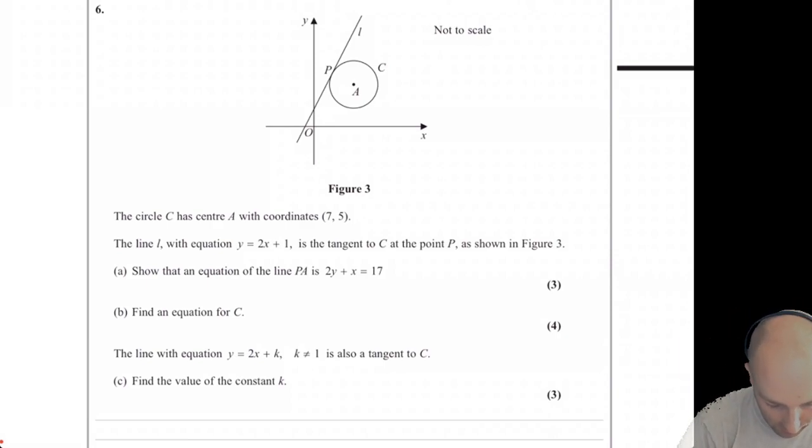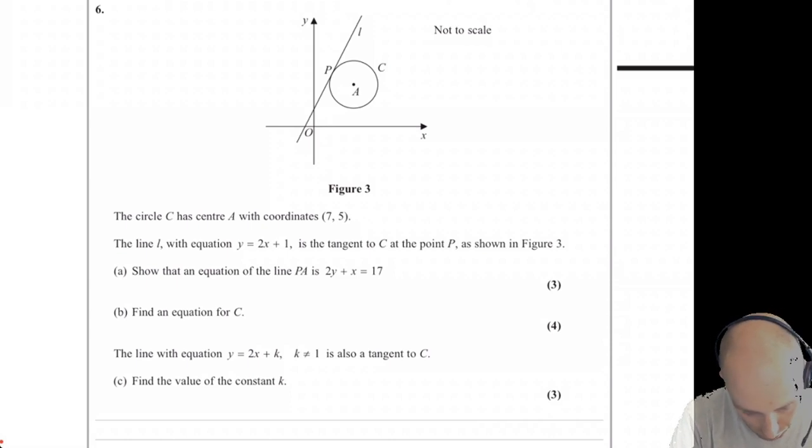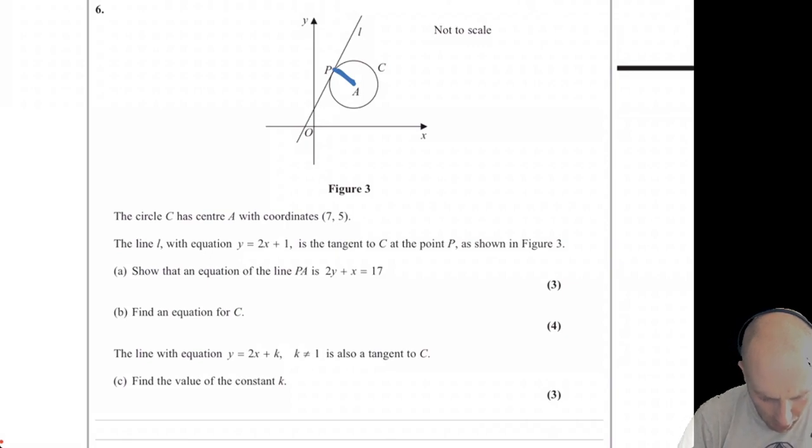This one is quite tricky. So we've got a line tangent to the circle. We want to show the equation of the line. Okay, so far it's not too bad. We want to find the equation of the line PA. So that's this line here. We know A and we know... I've forgotten how to do this now. Line L1 is there, a tangent at the point P.